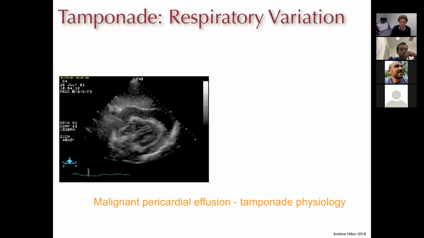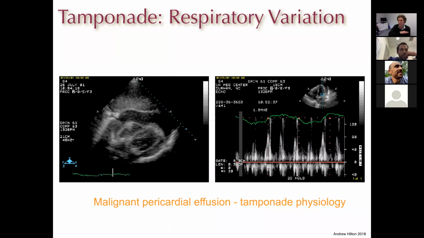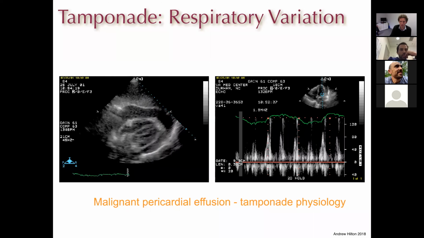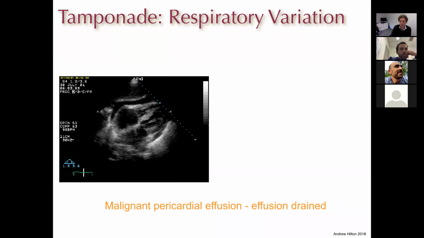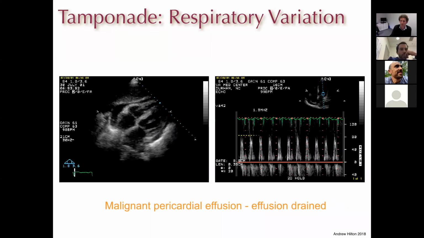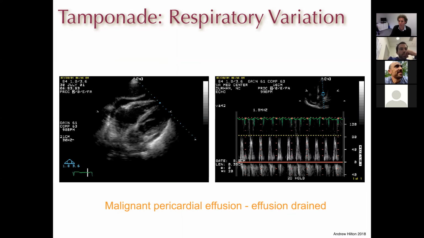So this is an example that we've got of someone with a malignant pericardial effusion. This is one of Andrew's cases. And we can see this huge respiratory variation that's going on in terms of the tamponade physiology of this patient who's spontaneously breathing. Once he's drained the effusion, we can see that that respiratory variation is markedly improved.